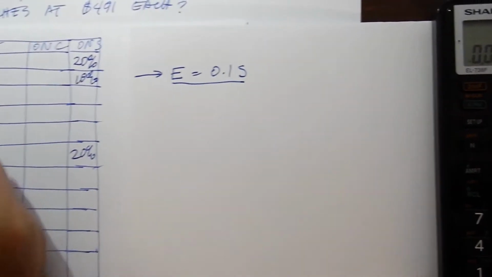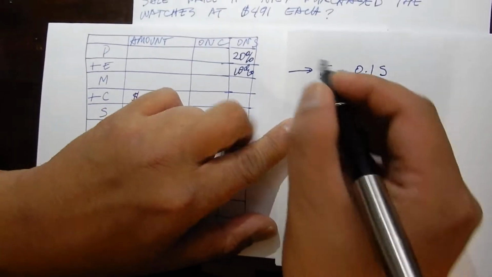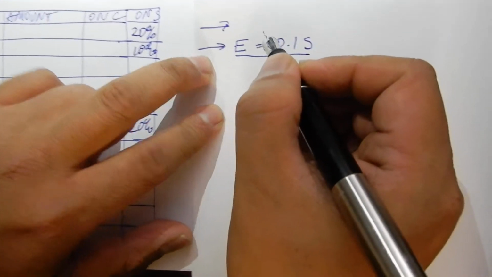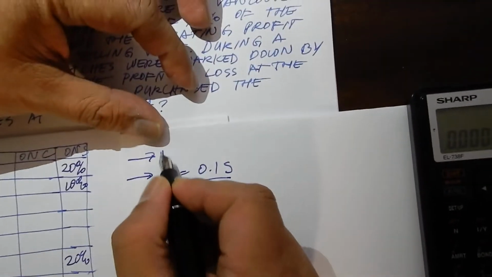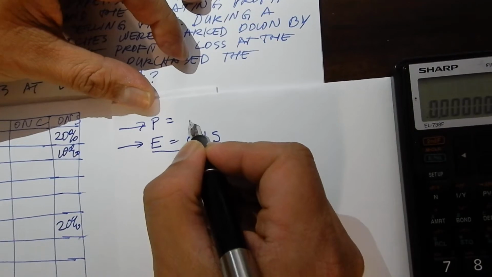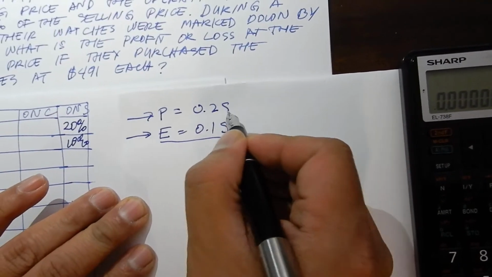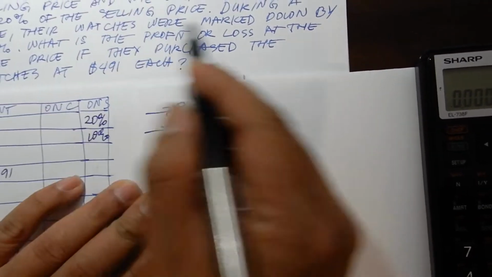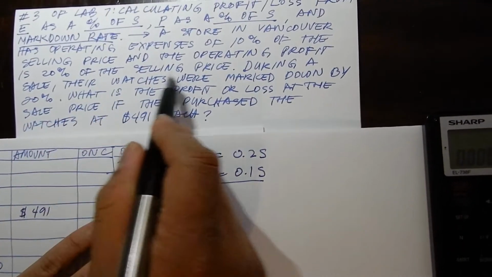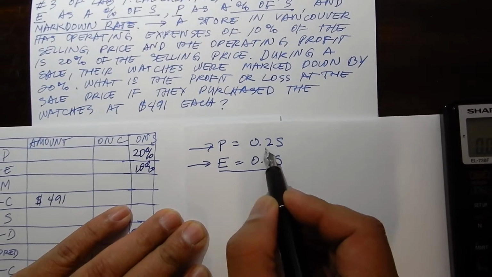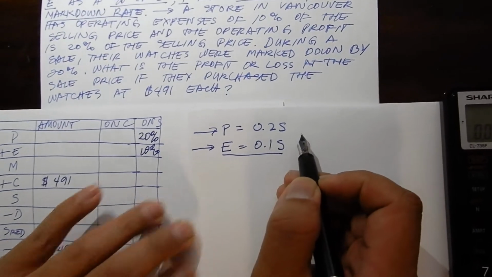We can do the same for the profit up here. Okay? So here, we create another algebraic expression. P equals 0.2. This is the decimal form of 20% of the selling price. That's what this means. Operating profit is 20% of the selling price. So 0.2 S for the selling price.